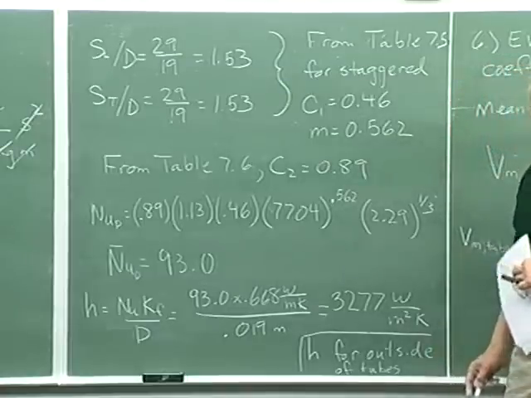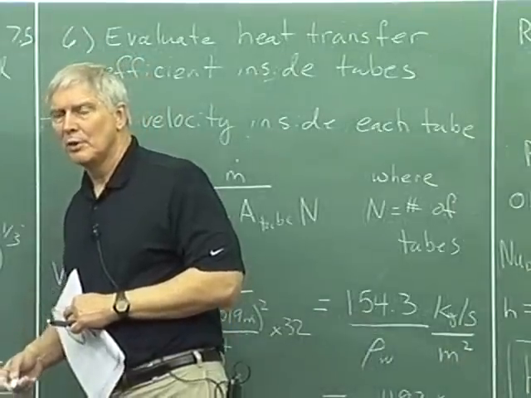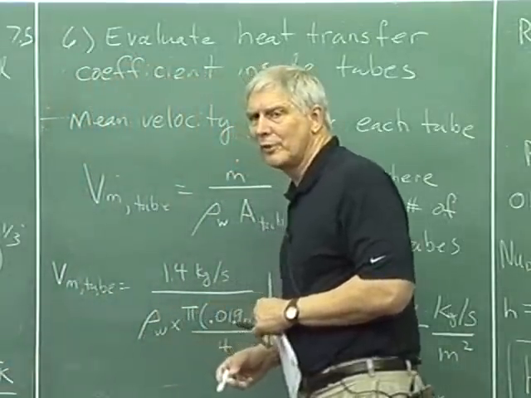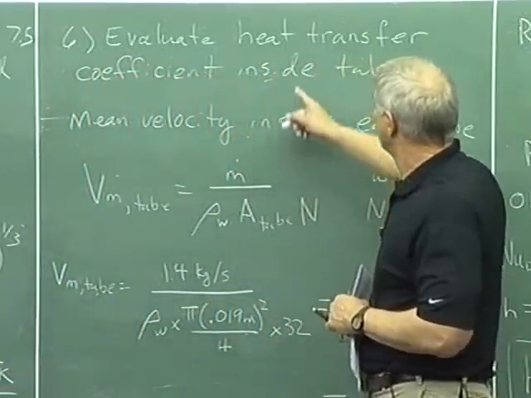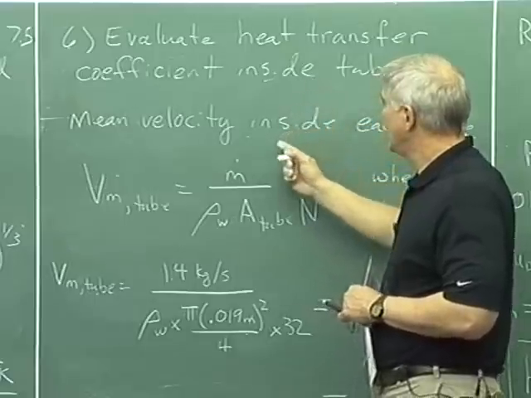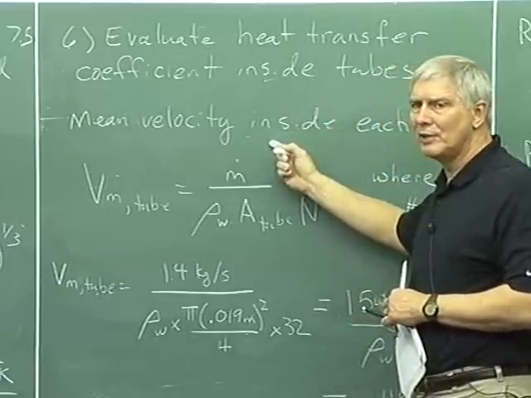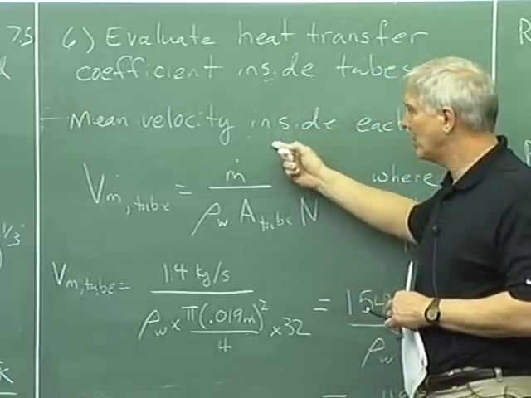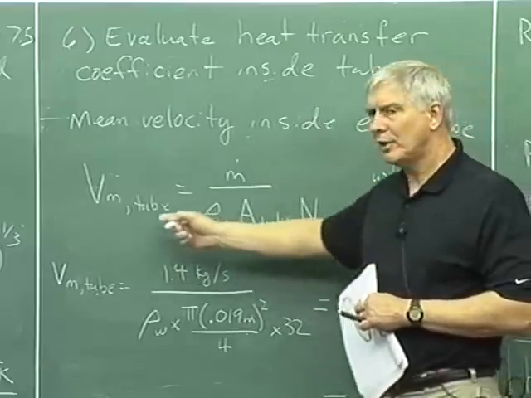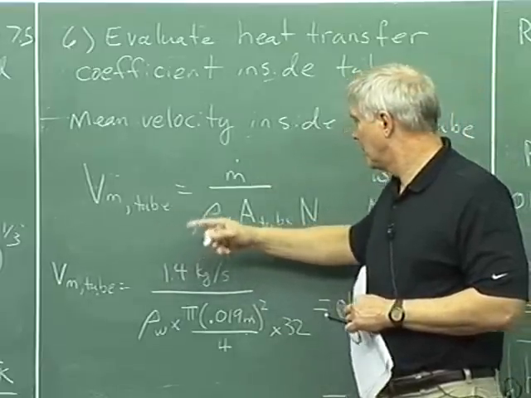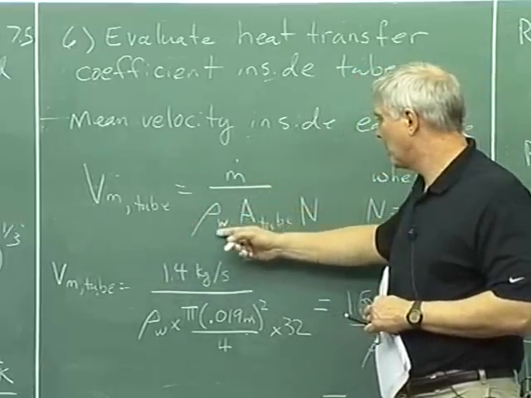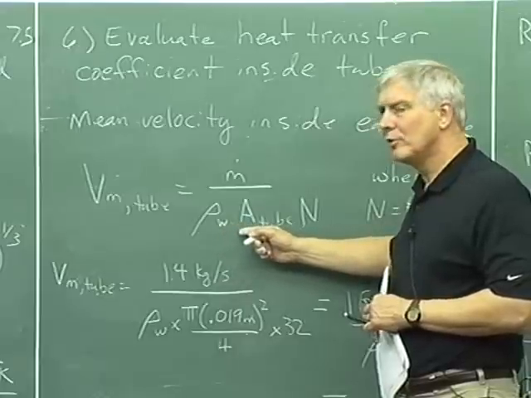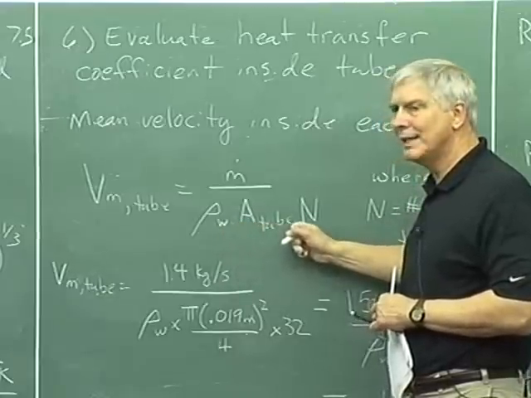Okay, now we're ready to move inside the tubes. We need the heat transfer coefficient inside the tubes, so we're going to evaluate it. We need the mean velocity inside each tube. Now it could be a little tricky here. The mean velocity in the tube is equal to mass flow rate over rho of water times the area of the tube, but we've added in this extra term here, N.